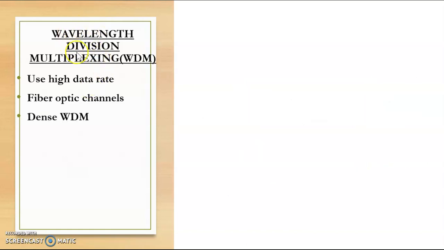Also, the new method of wavelength division multiplexing is known as dense wavelength division multiplexing, which can multiplex a very large number of channels, and the channels will be spaced very close to each other.